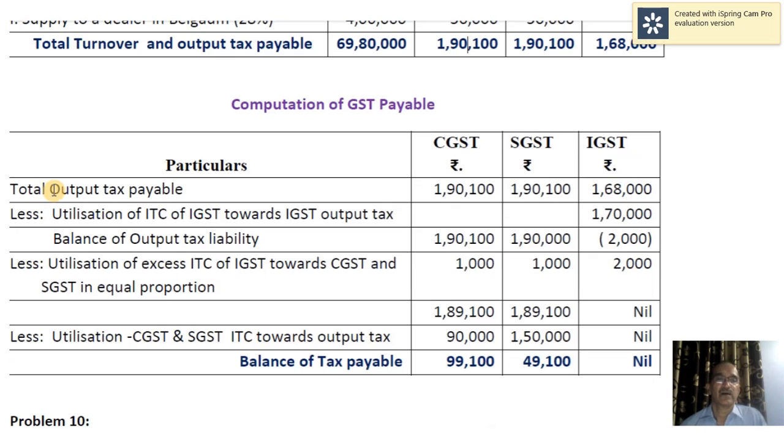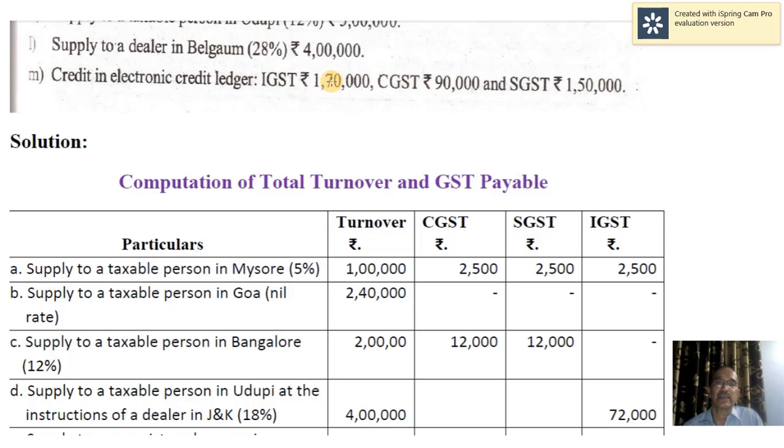Okay. Now we'll calculate the net GST payable. First, consider total output tax payable. It is given here: 1,90,100, 1,68,000, and utilize. Now this has to be compared with IGST input tax credit. In this problem, you need not calculate that. It is given. You see, 1,70,000, 90,000, and 1,50,000. So IGST input tax credit is 1,70,000.